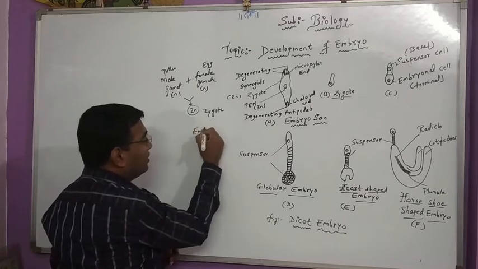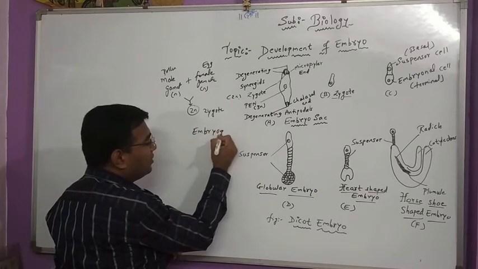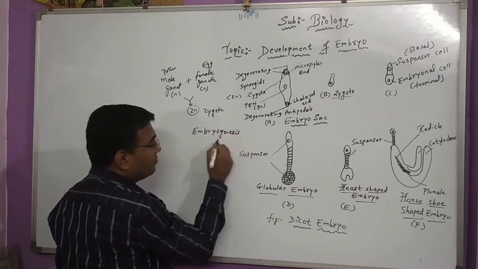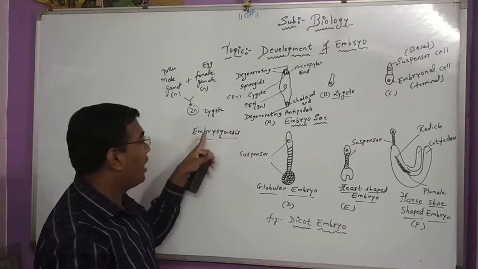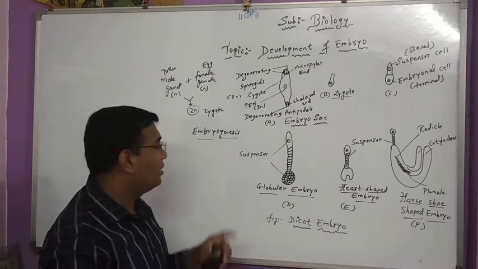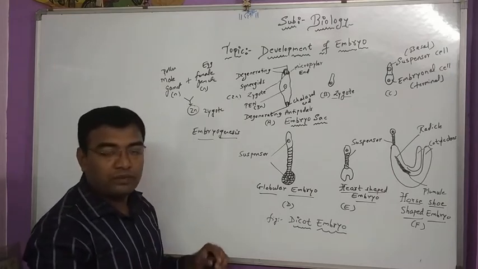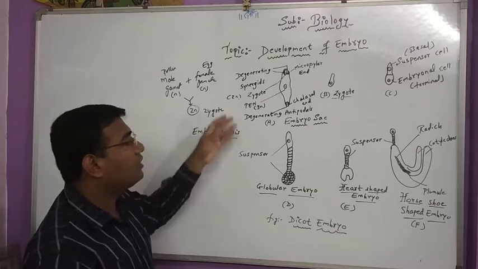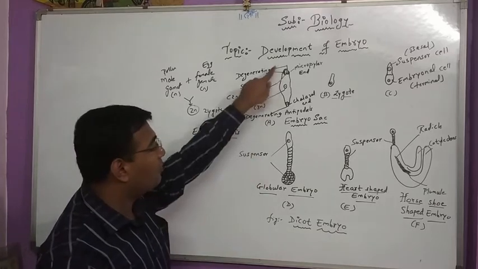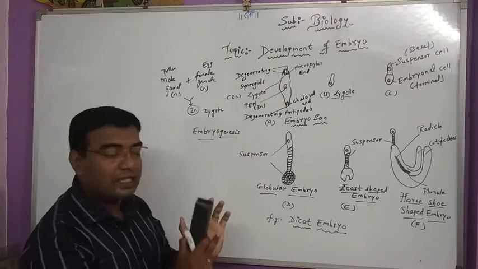What we call it is embryogenesis. Embryo is formed after the formation of zygote, and genesis means to form. That's why together the topic is known as embryogenesis. Before we start the topic, we should know about the embryo sac. Embryo sac is a kind of a bag.